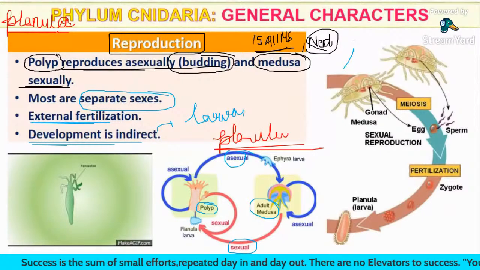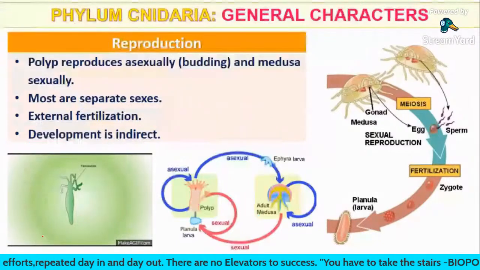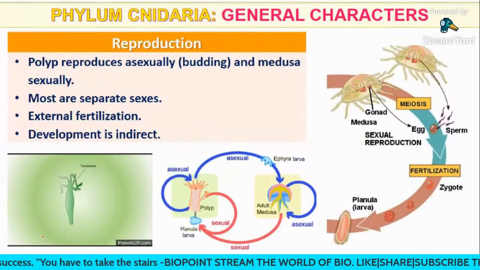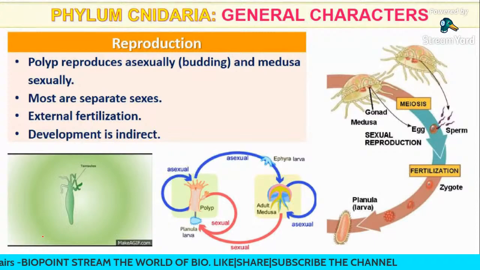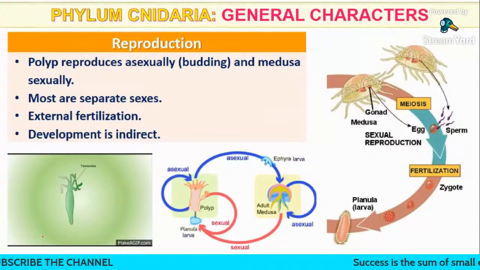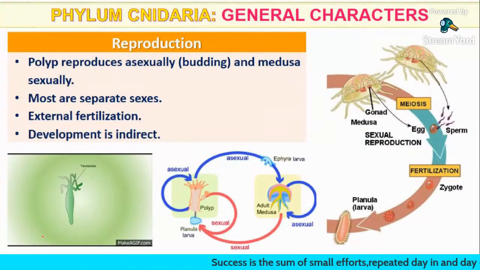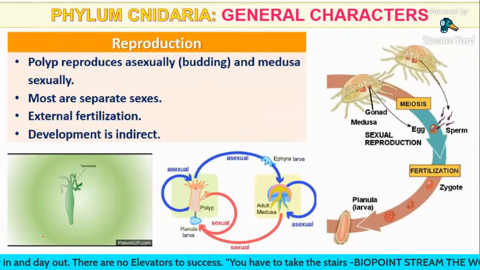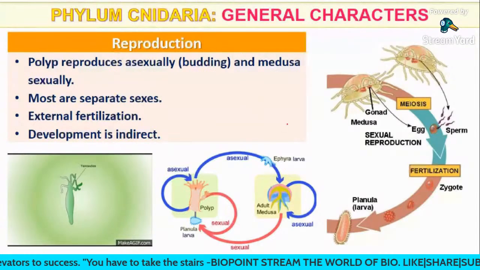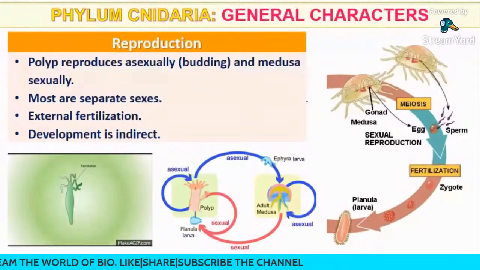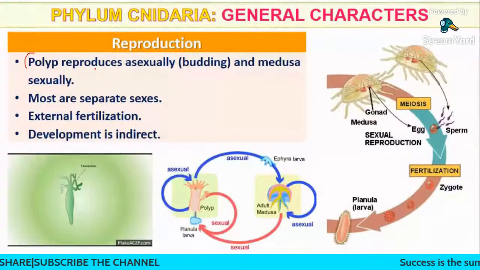What is it? Planula. Is it clear, Nimita? Is it clear, Abhijit? Binaya? I think only you three are there. Is it clear? The larva of Cnidaria is known as planula. P-L-A-N-U-L-A.